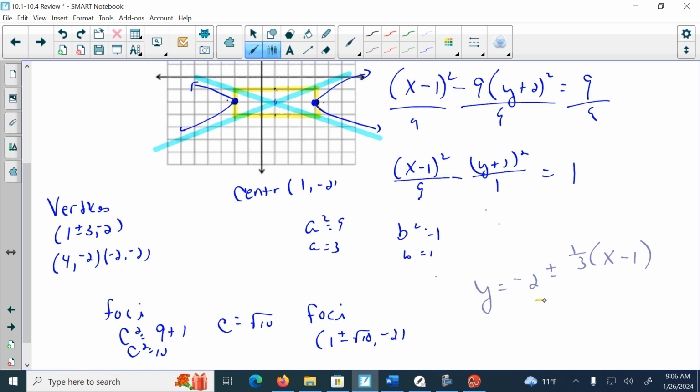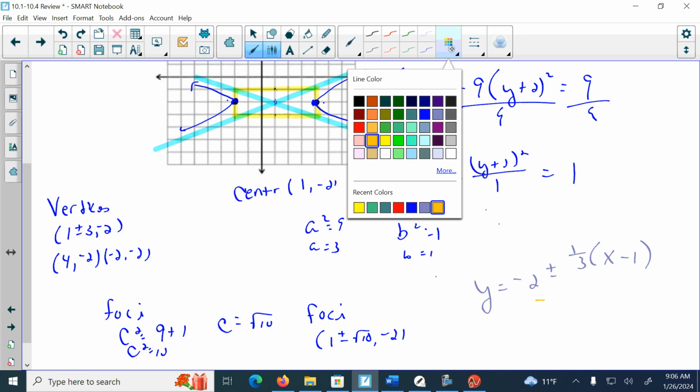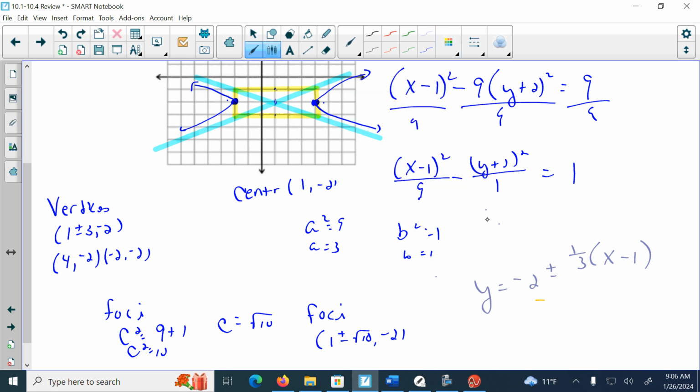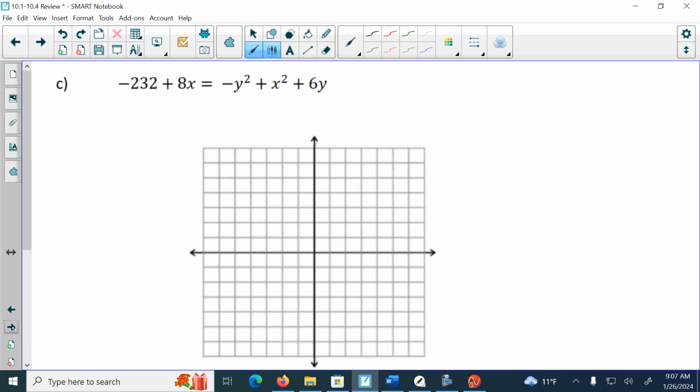of my asymptotes. So again, I look at the graph to figure out the slope because it's rise over run. So in this case, it's that 1/3. If you want to memorize the a over b or b over a, or look on your formula sheet, you can do that. Okay. Last one before I take a little break.